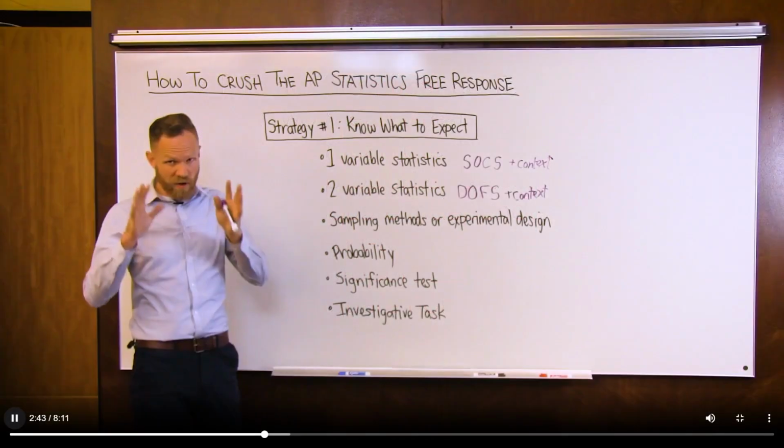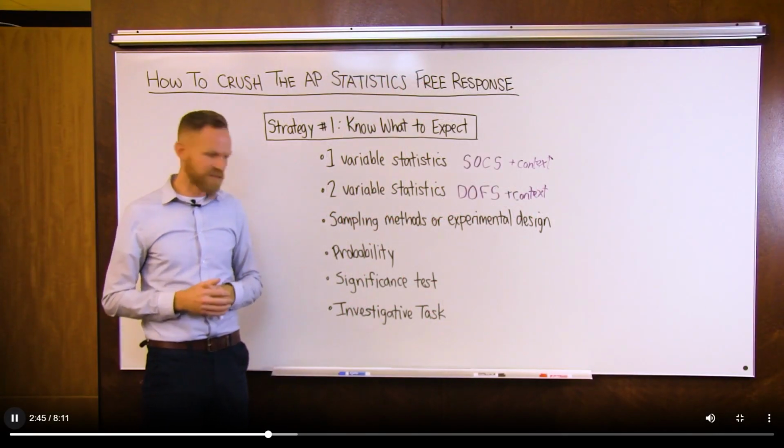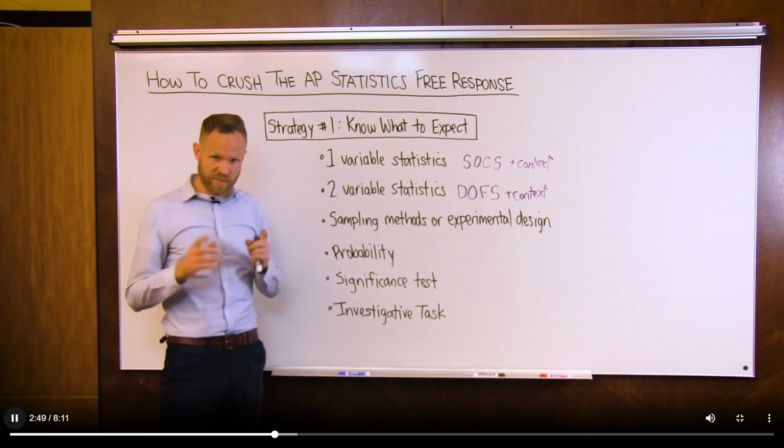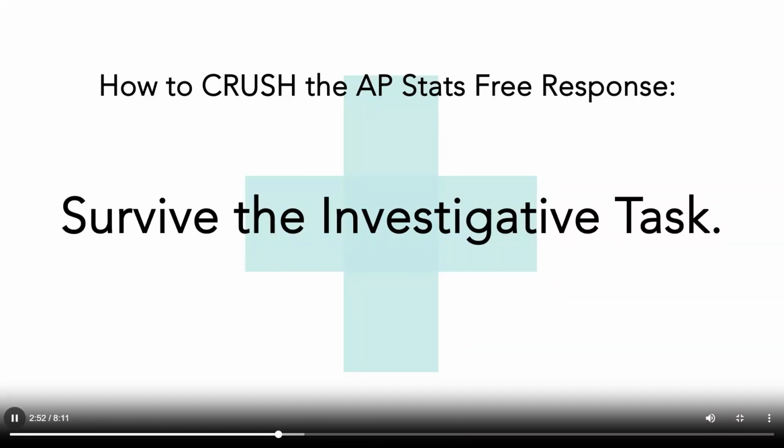The last question that we know 100% for sure will be on the AP Statistics exam is question number 6, the investigative task, which is going to be the focus of strategy number 2: how to survive the investigative task.